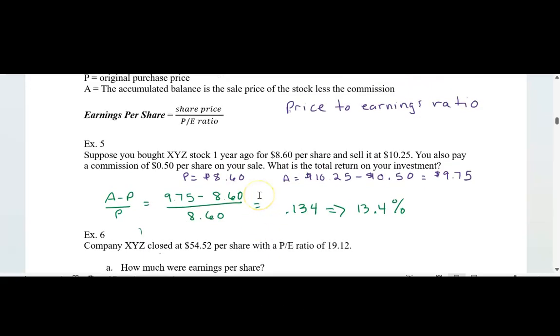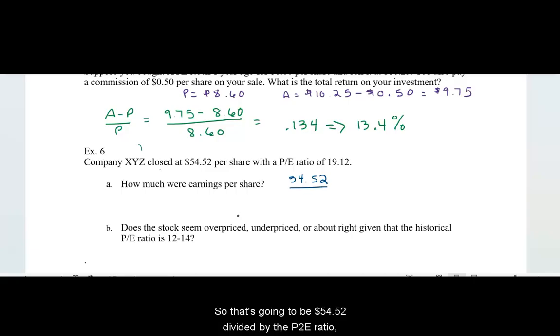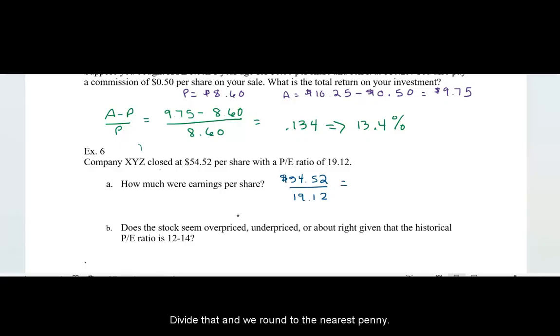Let's go back up here. Earnings per share is the share price divided by the P to E ratio. All right? Well, we have the share price, so that's going to be $54.52 divided by the P to E ratio, which is the 19.12. Divide that, and we round to the nearest penny because this is a dollar amount. We should see about $2.85. So that would be the earnings per share.